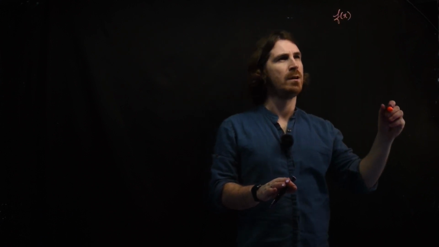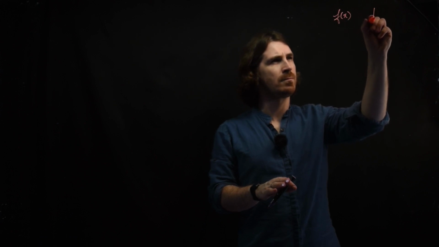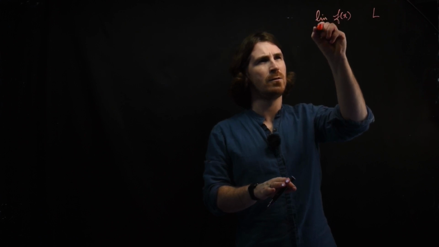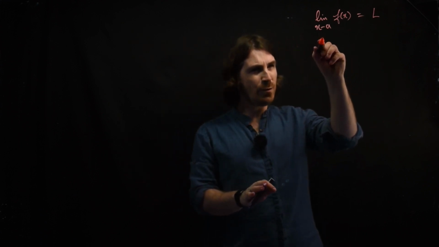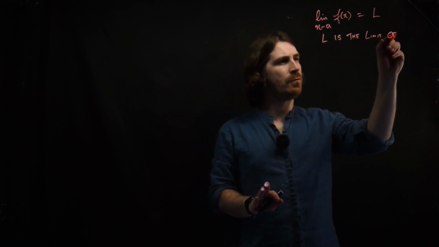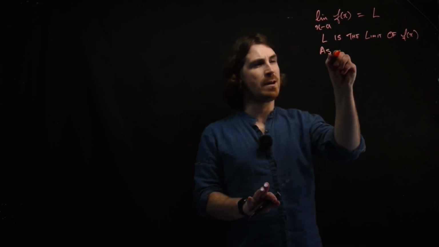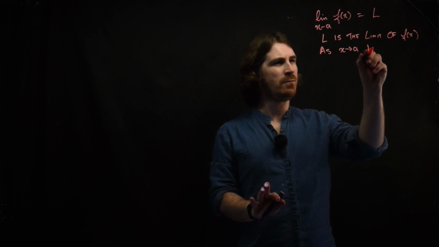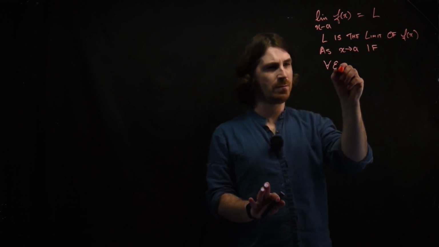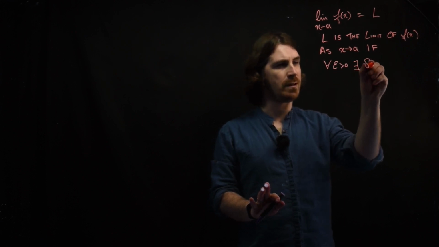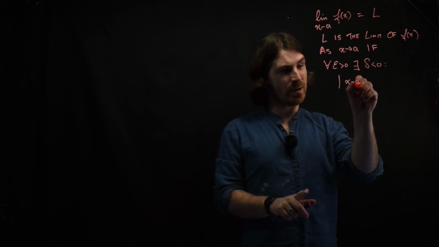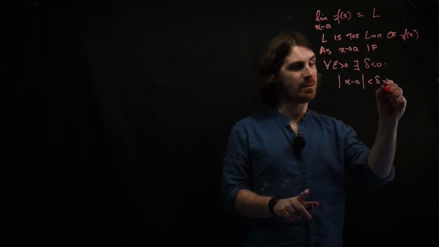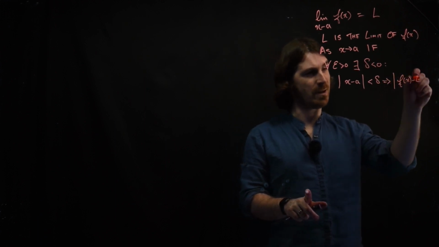And you said that some function of x had a limit L, as x went to some value a. In other words, you said that L is the limit of f of x as x goes to a, if for all epsilon greater than 0, there exists a delta greater than 0, such that the distance x minus a is less than delta implies that f of x minus this limit L is less than epsilon.